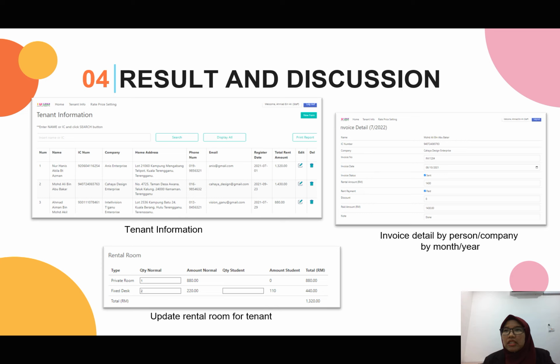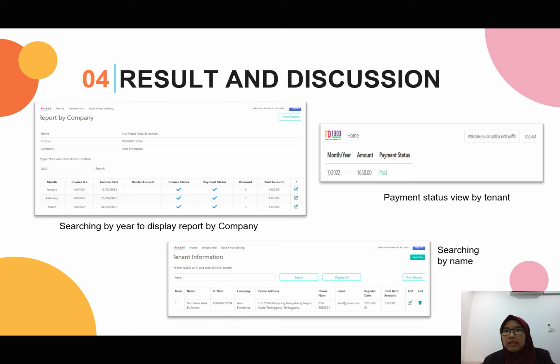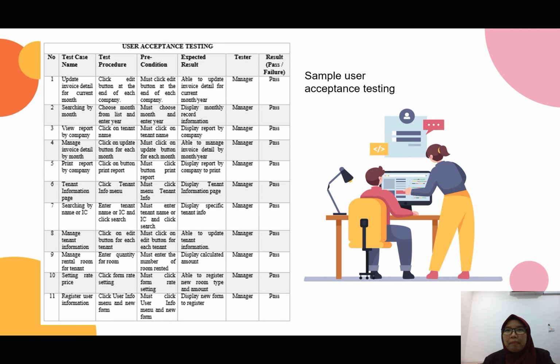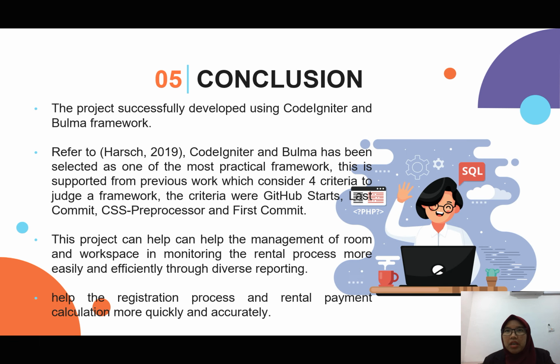The next one is the interface for invoice detail by person or company or by month and year. Next sample interface is to update rental room for tenant. Here, we also have the sample interface for searching to display report by company, payment status view by tenant, and tenant information searching by name. Several testing has been done such as unit testing, integration testing, and the last one is user acceptance testing. The table shows the sample user acceptance testing that has been done with the end user before accepting the project. There are several test cases that have been done and all the results have successfully passed.